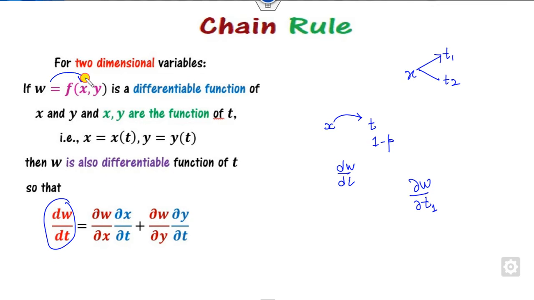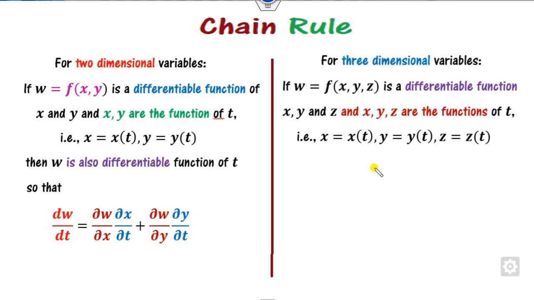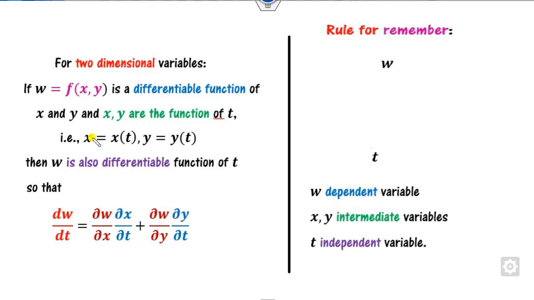W is dependent on x and y. Similarly, if there are three functions, then we can write it like this. But the question arises: how do you remember these long formulas? There is a very shortcut trick behind that. Since your target is to find dw by dt, you write w here and t here.